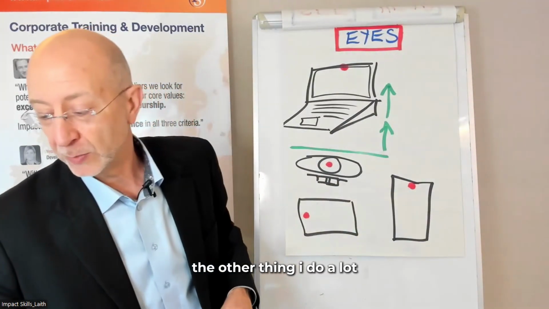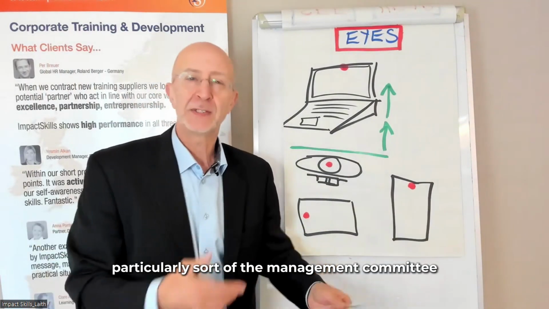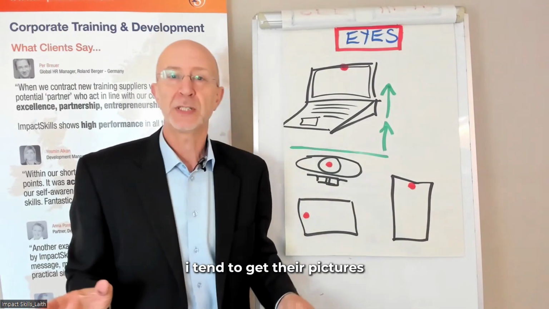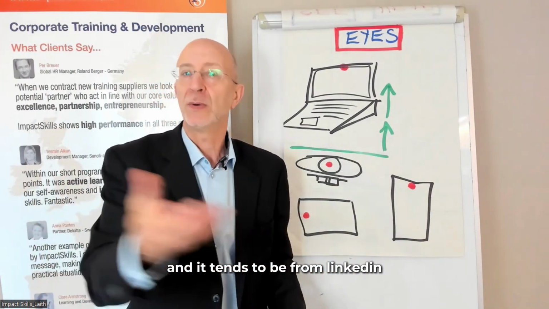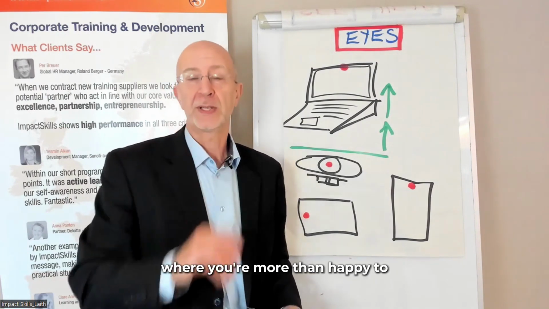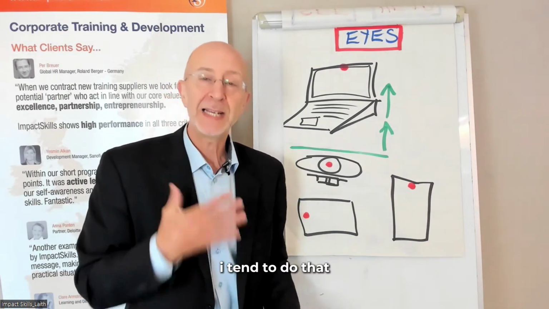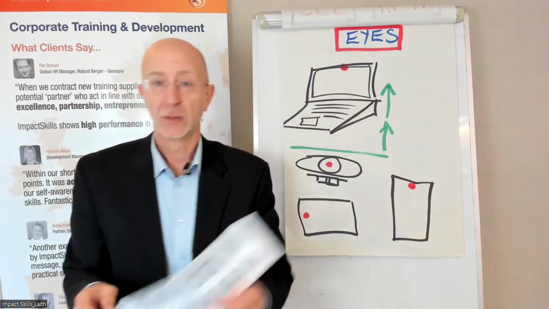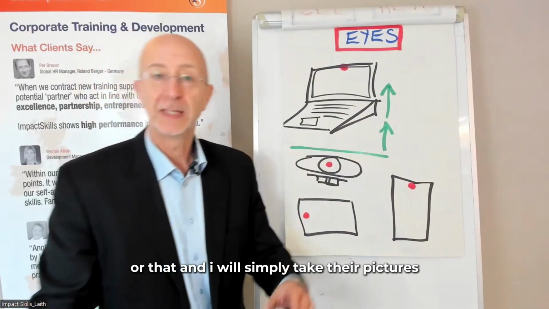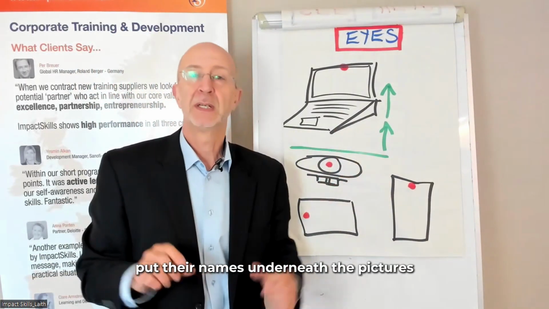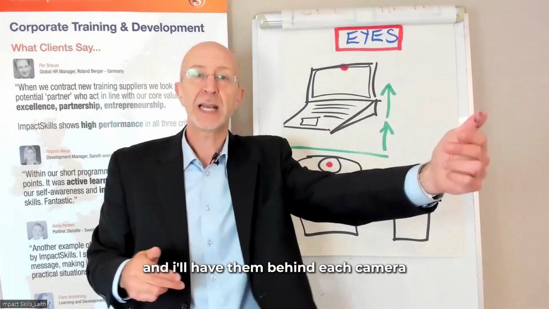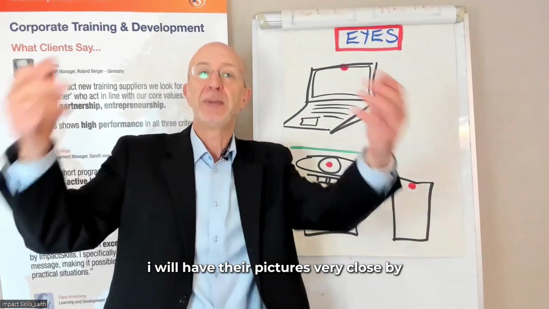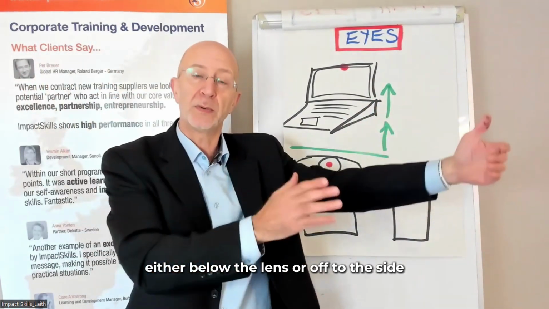The other thing I do a lot when I'm talking to an audience, particularly if it's the management committee or the C-level suite or very senior managers, I tend to get their pictures. It tends to be from LinkedIn or any one of these public domains where you're more than happy to pick up a picture. I will simply take their pictures, put their names underneath the pictures, and I'll have them behind each camera. We've got 3 cameras going on in here, so it depends on what I'm doing and how I'm teaching. I will have their pictures very close by, either below the lens or off to the side.